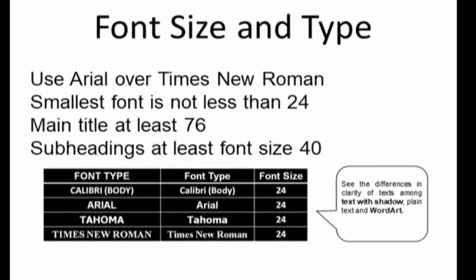In deciding the font size and the type of the font, I would go for Arial over Times New Roman because, as you can see here, Arial is more visible than Times New Roman. The smallest font in your poster should not be less than 24. The main title could be at least 76, and the subheadings could be around 40.